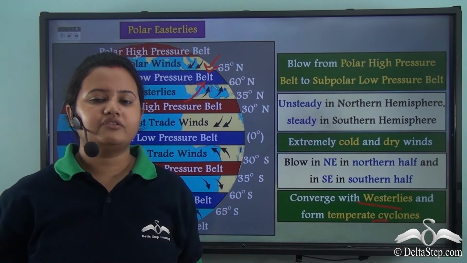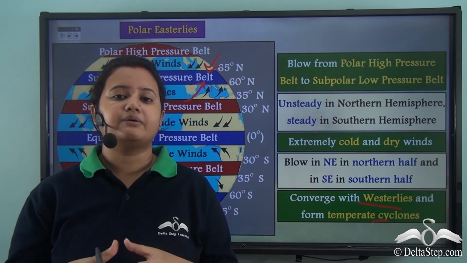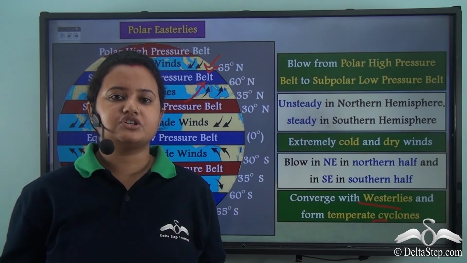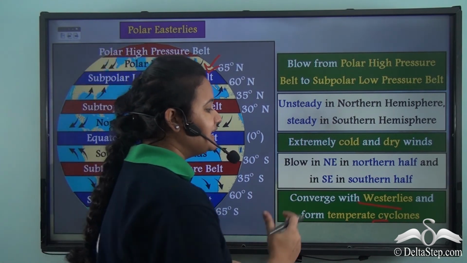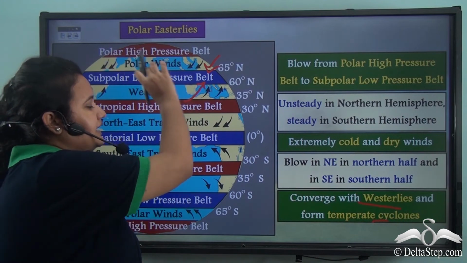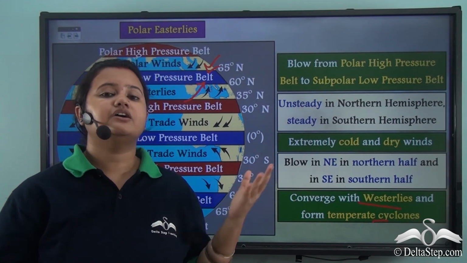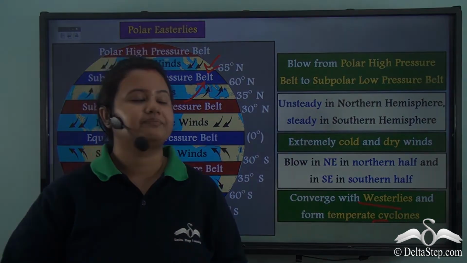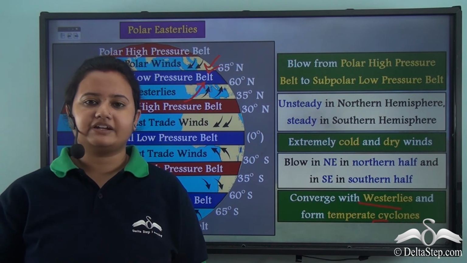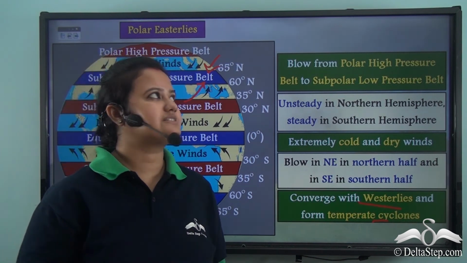And since polar winds are comparatively cooler while westerlies are comparatively warm, the convergence of this cold and warm wind results in the formation of cyclones mainly in the temperate region. And because of this reason, the flow of westerlies gets obstructed or interrupted. So these are the different characteristics of polar winds or polar easterlies.